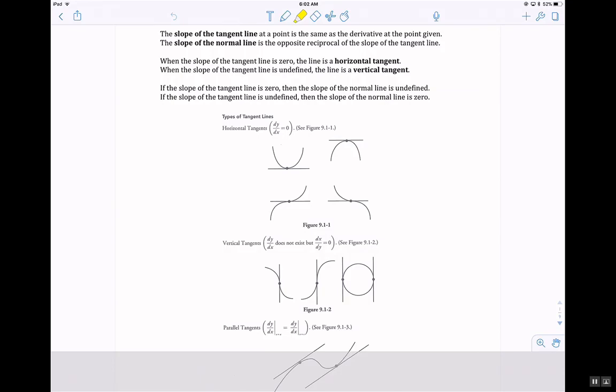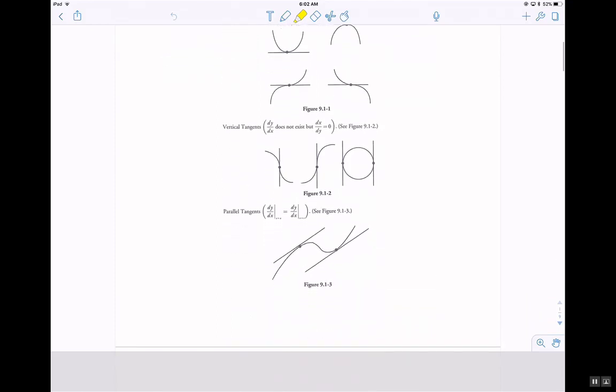The slope of the normal line is the opposite reciprocal of the slope of the tangent line, which means take the slope of the tangent line, flip the fraction, and flip the sign, either from positive to negative or from negative to positive. When the slope of the tangent line is equal to 0, you have a horizontal tangent. And when the slope of the tangent line is undefined, you have a vertical tangent. And so there's some illustrations down here.